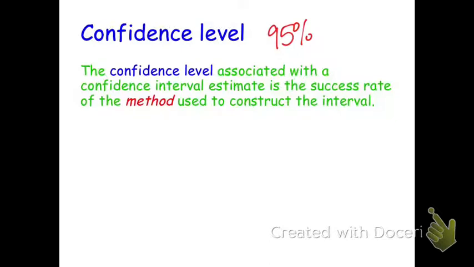You could be 99% confident. You could be 80% confident. It's going to be given to you. In every example, they will give it to you. If they don't, then my default is 95. If it's not given, use 95. But it'll always be given to you, especially on the AP test. They would never, ever not give it to you.